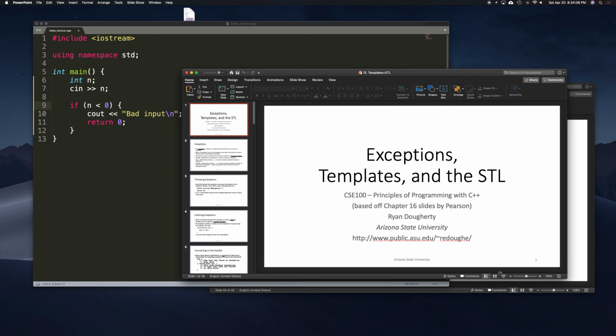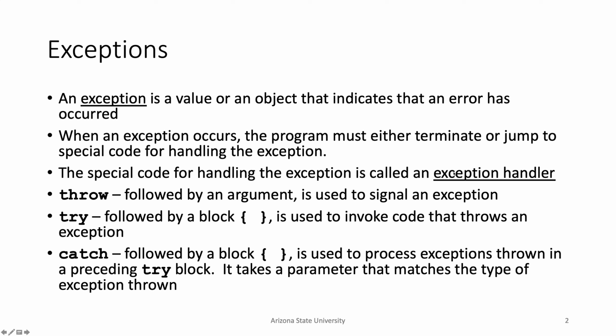So that's what an exception is. Exceptions are entirely objects. They're just an object of a class, and they're just called exceptions. So there's nothing inherently special about them, but we use them to indicate an error when it occurs. When an exception occurs, either the program must stop or jump to special code, and we'll talk about what that special code is. The code itself is called an exception handler.